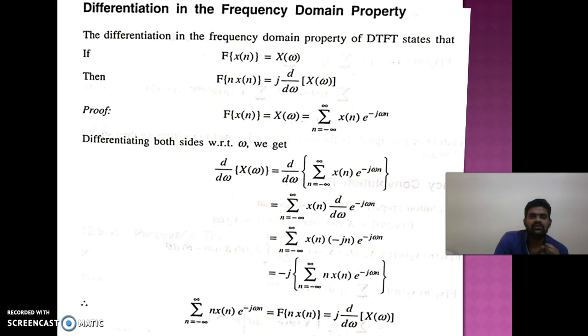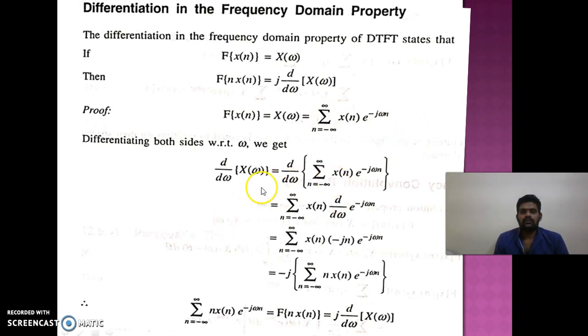Next, differentiation in the frequency domain. If x of n is DTFT paired with X of omega, then n into x of n is DTFT paired with j into d by d omega of X of omega. Let us see this proof. As we know, the formula for the DTFT of x of n is X of omega is equal to sigma n equal to minus infinity to plus infinity x of n e power minus j omega n.